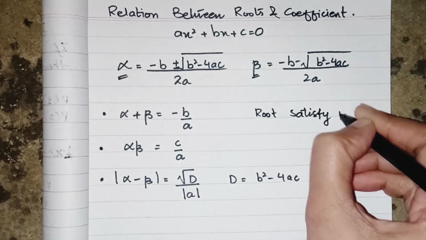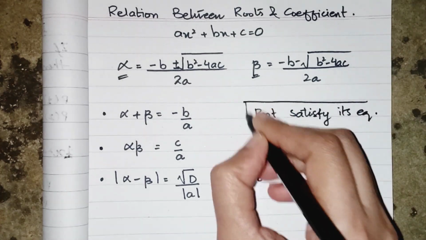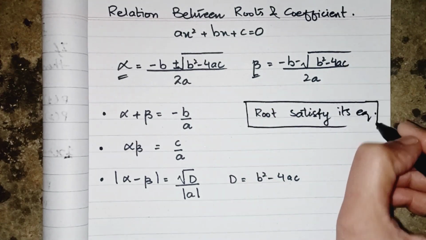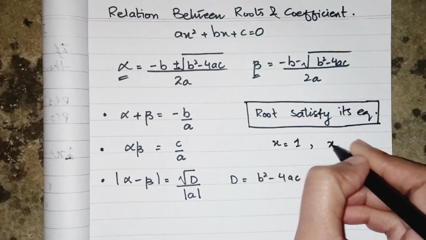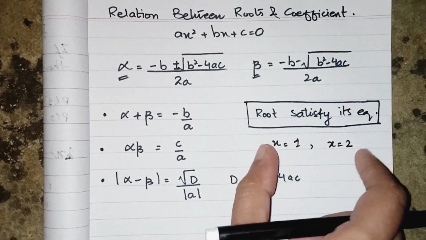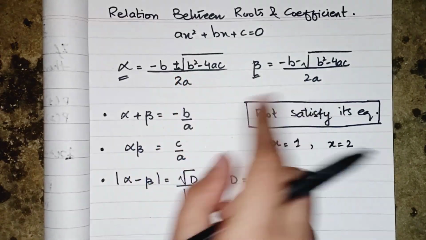Roots satisfy their equation. How do roots satisfy the equation? We can say that if in an equation x is equal to 1 or x equals 2, if we put these values back into the equation, it will be equal to 0.